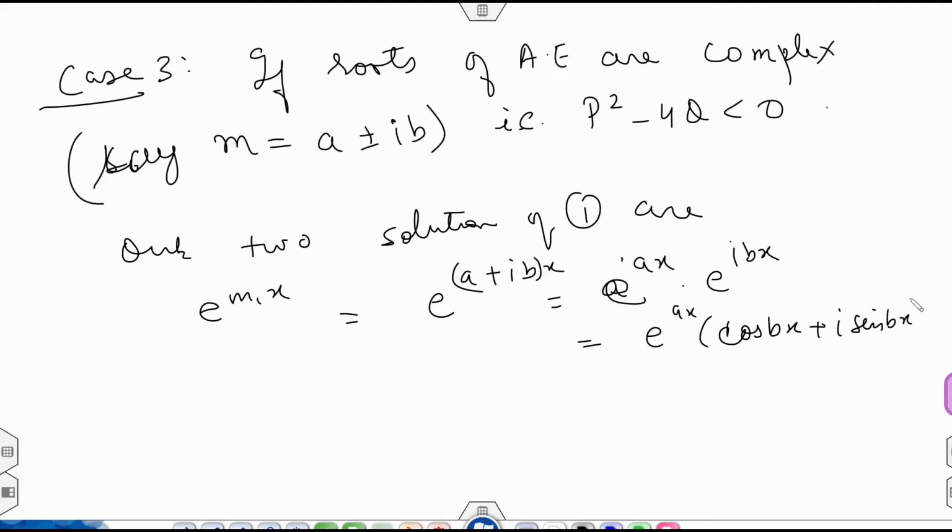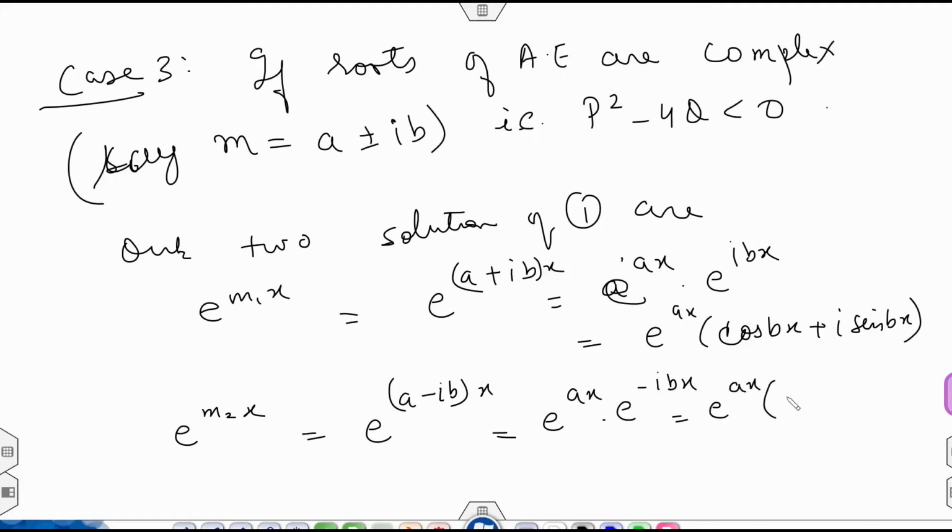Okay, now the second solution will be e to the power (a minus ib)x, which is equal to e to the power ax into e to the power minus ibx, which is equal to e to the power ax into cos of bx minus i sin bx.